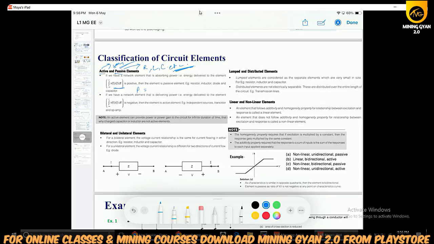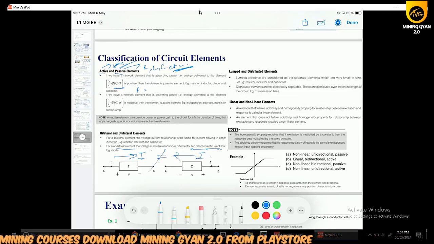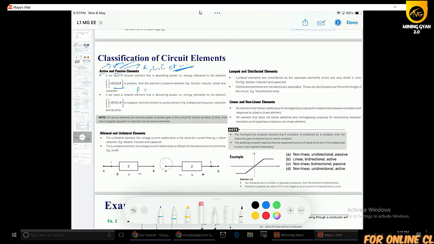But in case of a unilateral element, the voltage current relationship will be different for the two direction of current flow, means in this case current is flowing in this direction, but in this case current is flowing in this direction. So these two currents will not be equal, like this is the characteristic I and V. This is the characteristic of a diode. So here you can see that the current value is not same for the two different directions. So likewise you can identify whether the given element is bilateral or unilateral.